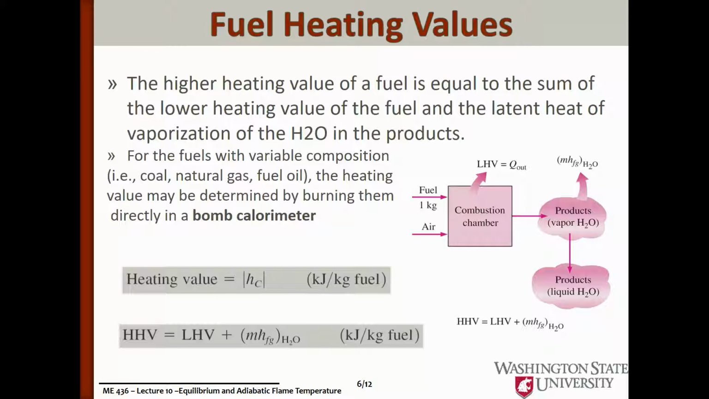So graphically, what this looks like is you have some amount of fuel burning with some amount of air, and you have the products, and there's going to be vapor water in those products. The heat release of that reaction is the lower heating value of that fuel. If you then condense the products to the point where the water condenses out as a liquid, there's more energy released here. And that latent energy of the water added to the heating value gives you the higher heating value.